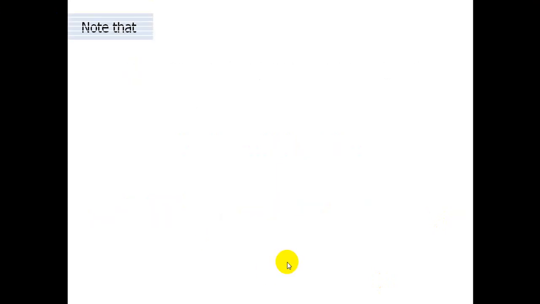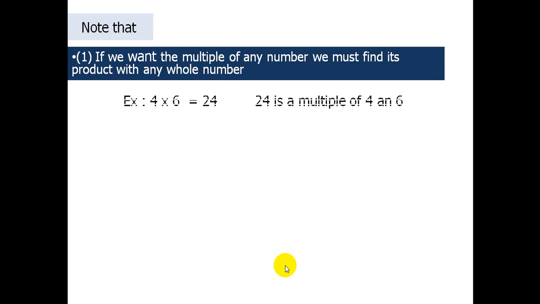Okay. Here we have some notes about the multiples. Let's start. If we want the multiple of any number, we must find its product with any whole number. It's like the table. If I have 4 and he asked me about the multiples of 4, I have 4 times 6. 4 times 6 equals 24. So 24 is a multiple of 4 and 6.